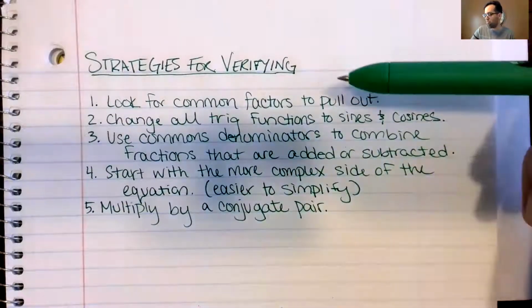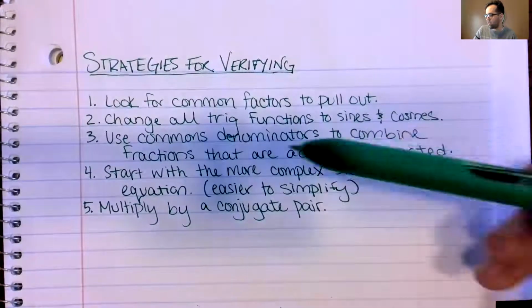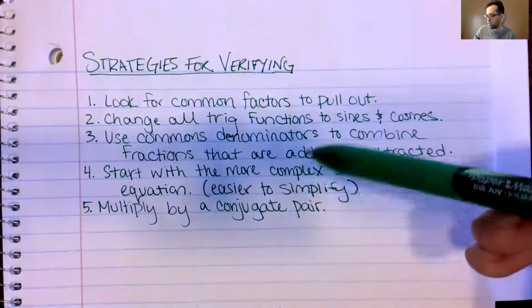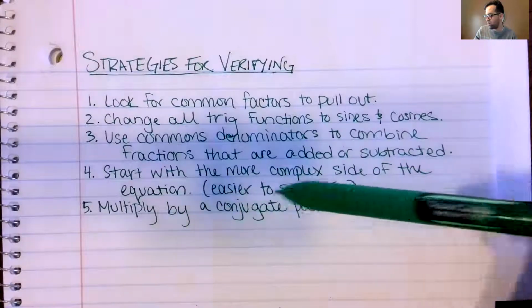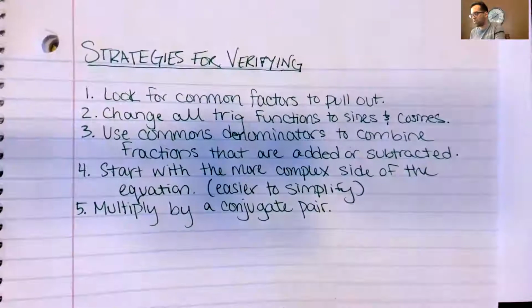We're going to look for common factors. We're going to change all trig functions to sines and cosines. We're going to use common denominators to combine fractions that are added or subtracted. We'll start with the more complex side of the equation because it's easier to simplify than to make something more complicated. And finally, we might try multiplying by conjugate pairs. So we're going to keep coming back to those strategies.